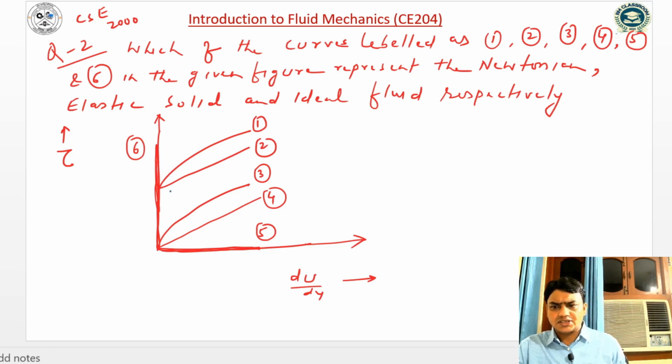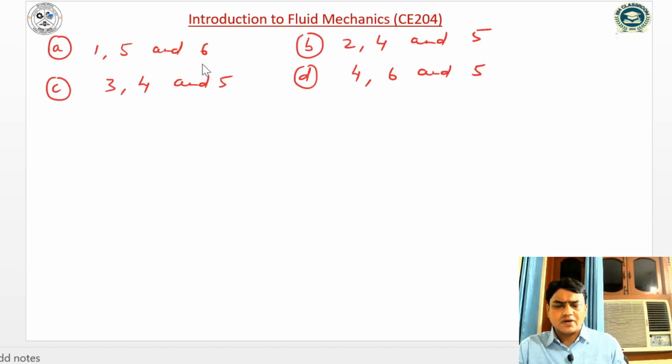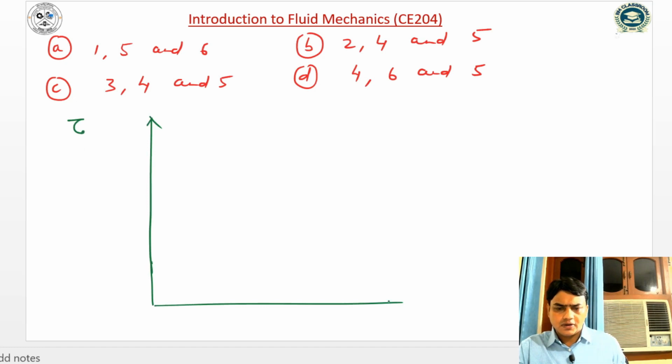This question was asked in the civil services exam, and the options are 1, 5, 6; 2, 4, 5; 3, 4, 5; and 4, 6, 5. So if I draw this, this is the shear stress and velocity gradient.